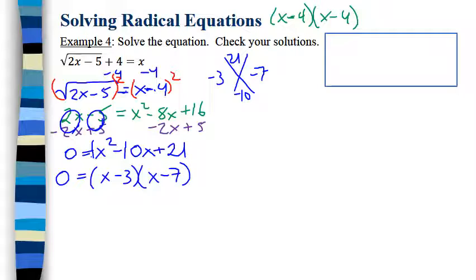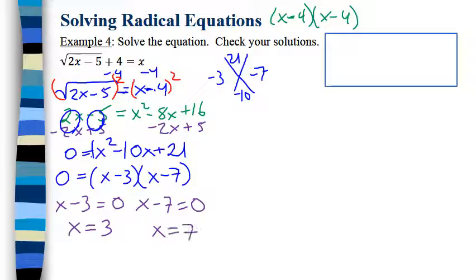And by the zero product property then, x minus 3 equals 0 and x minus 7 equals 0. So that means that x can either be 3 or x can be 7. So let's go ahead and check and see if that works.